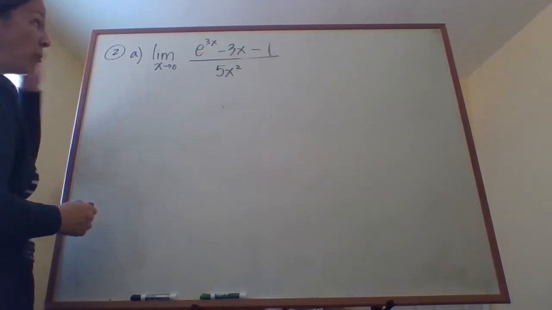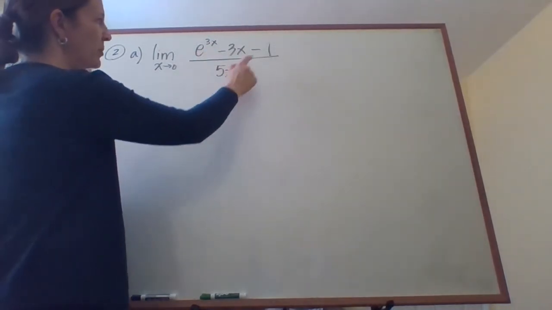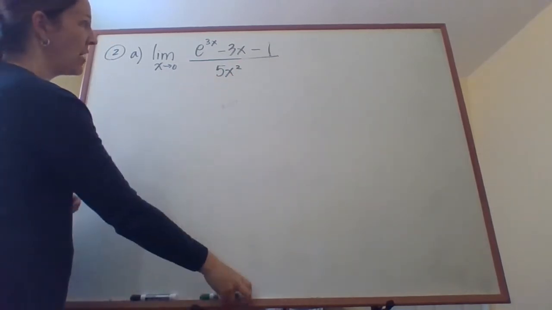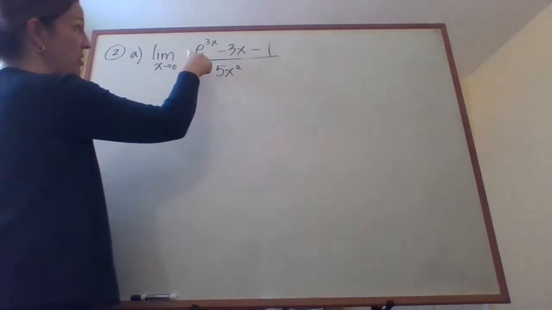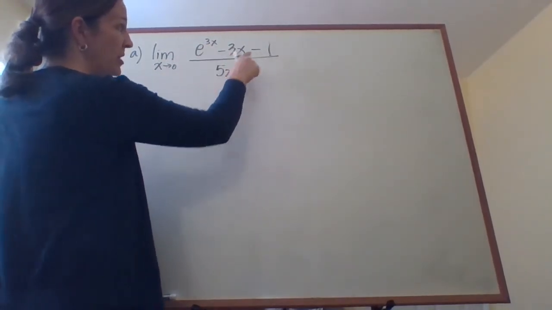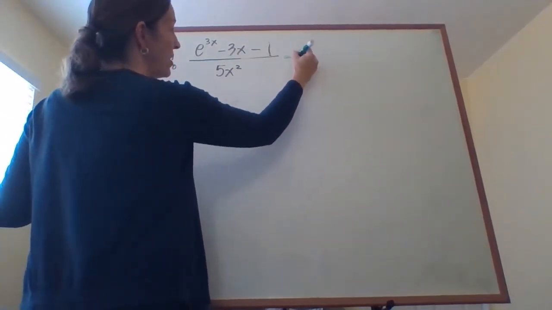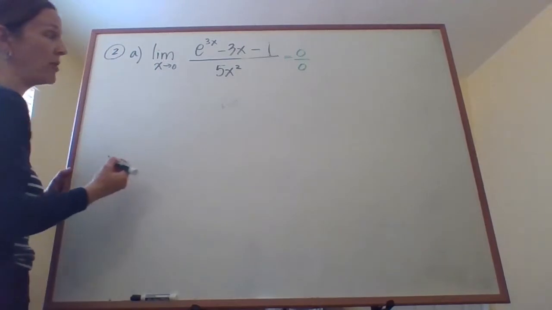Okay guys, so this is problem 2. 2a said the limit as x approaches 0 of e to the 3x minus 1 over 5x squared. If I plug in x directly, the limit as x approaches 0, I get e to the 0 power, that's 1, minus 3 times 0, that's 0, minus 1, I end up with 0 on top. And if I plug in the limit as x goes to 0, I end up with 0 on the bottom.